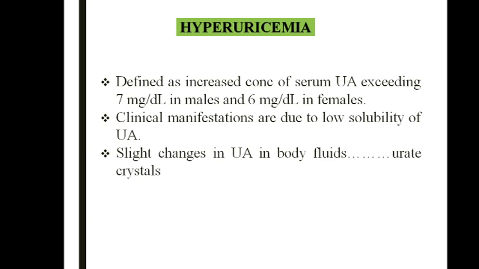Now, why should it cause any trouble? Because it's an endogenous compound which is produced in the body. Why should increased production of uric acid account for so many clinical manifestations, resulting in gout and all? The clinical manifestations in the form of gout that we are observing in the patients are due to deposition of urate crystals. Why do they get deposited?